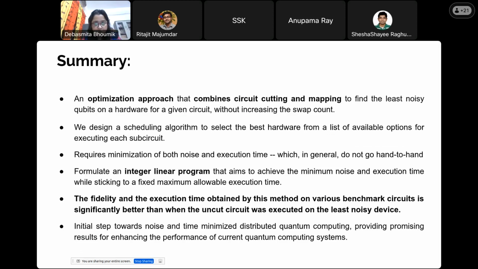Both of these don't go hand in hand, so we have to formulate an ILP that aims to achieve the minimum noise and execution time and stick to a fixed allowed execution time. Now, the fidelity and execution time obtained by this method on various benchmark circuits, as you have seen, is significantly better than the uncut version when executed on the least noisy device. This is an initial step towards noise and time minimized distributed quantum computing, and it can provide promising results for enhancing the performance of current quantum computing systems.